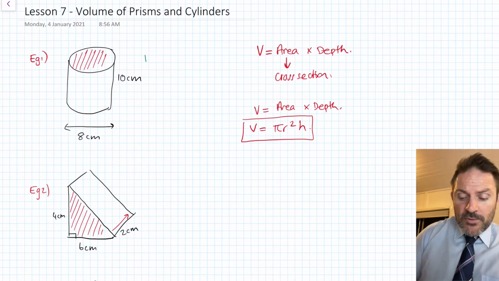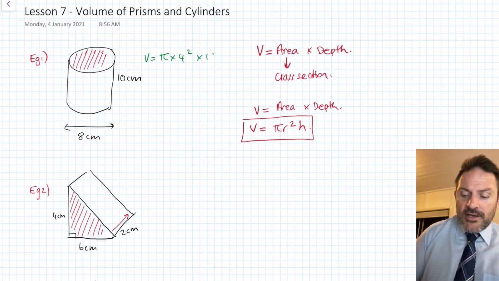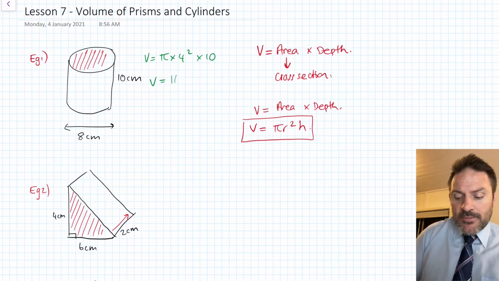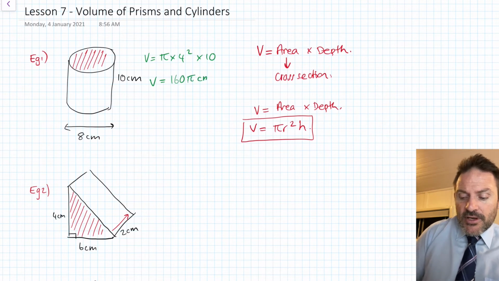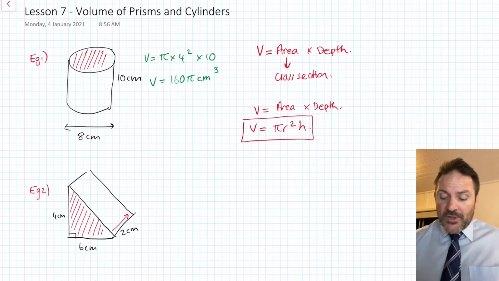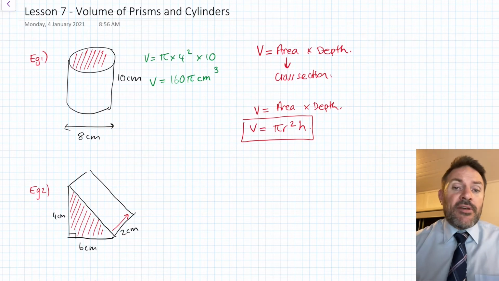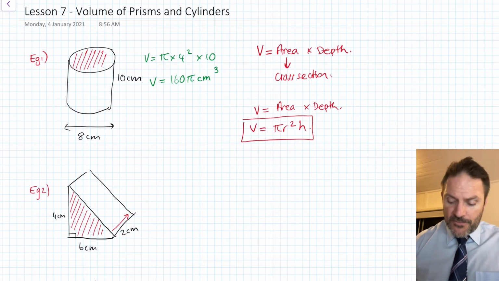The first one, of course, we've got a cylinder. So it's simply pi times the radius squared, so pi times 4 squared times the height. Volume equals 4 squared is 16 times 10. It's 160 pi centimeters cubed. Again, I'm going to leave an exact value. I like doing that, but if you want to do significant figures or decimal places, then go for it.